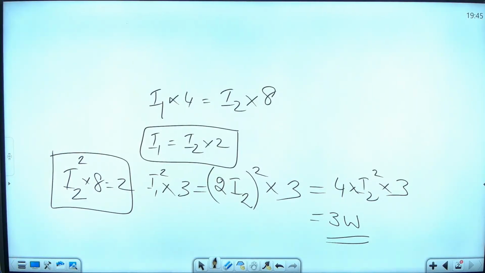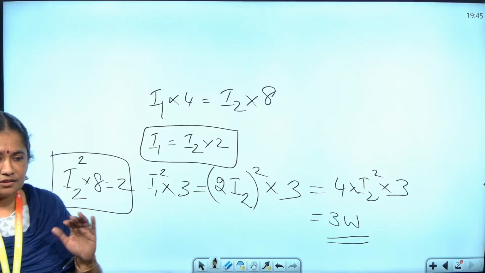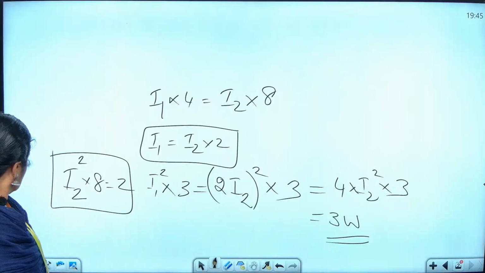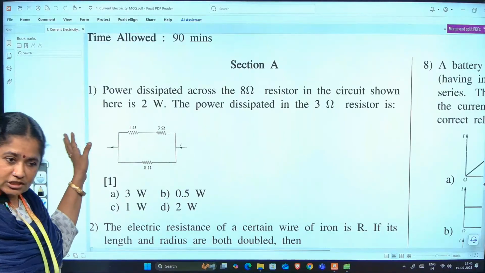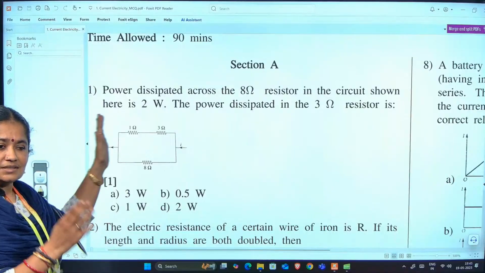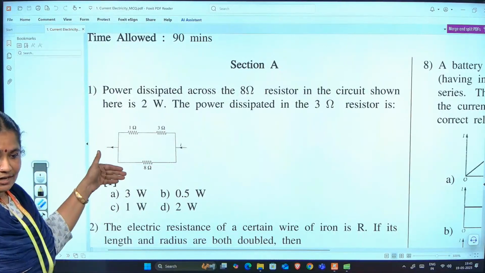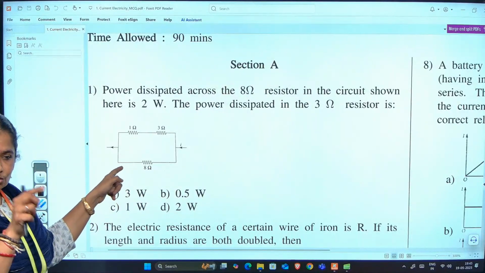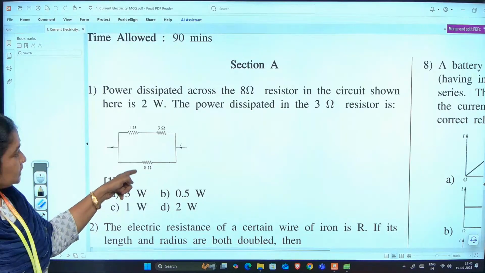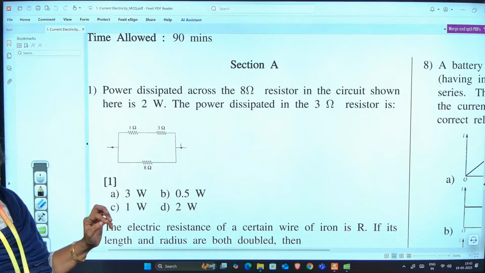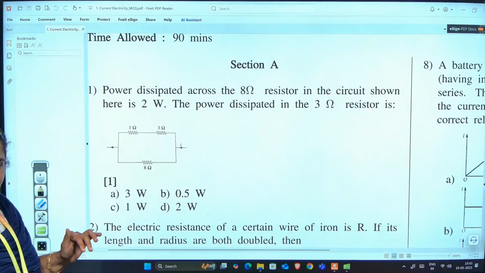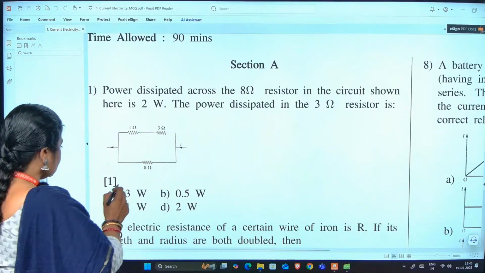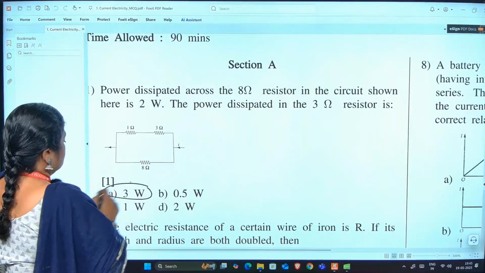You are not given I1, I2, nothing. The only thing we know is, if it is parallel, the potential drop across both the branches is going to be the same. So the current in the first branch, let it be I1, is passing through both the 1 ohm resistance and 3 ohm resistance. The second current is I2, which is passing through 8 ohms. So power dissipated here they have given as I2 square R, that is I2 square 8 is equal to 2 watts. But you get the ratio between I1 and I2. You only get the ratio, and from that you calculate I2 square. So the answer is 3 watts.